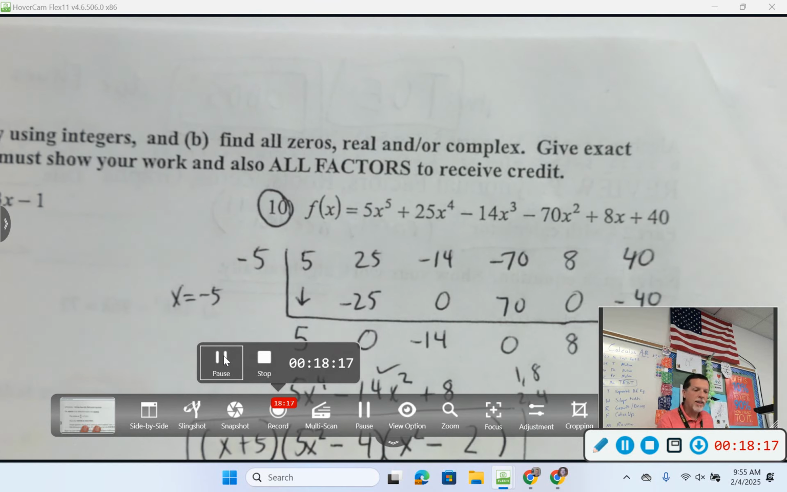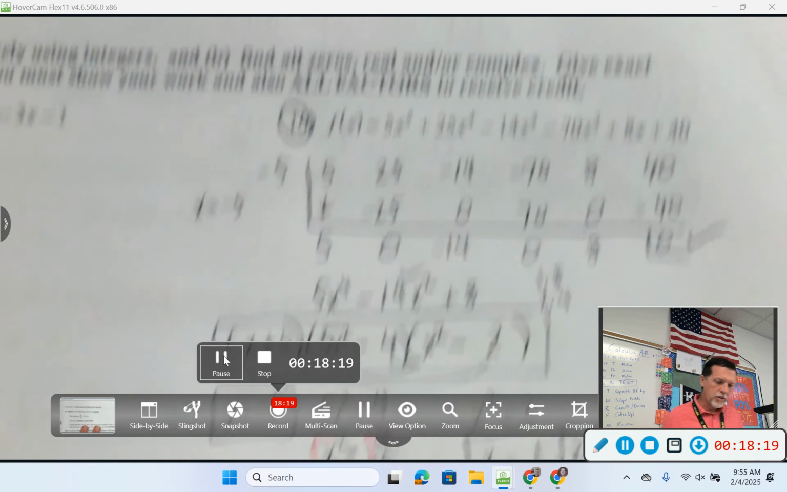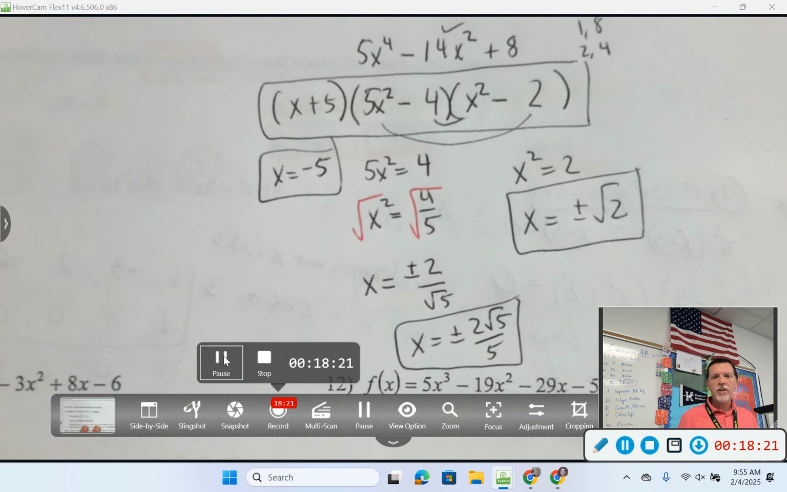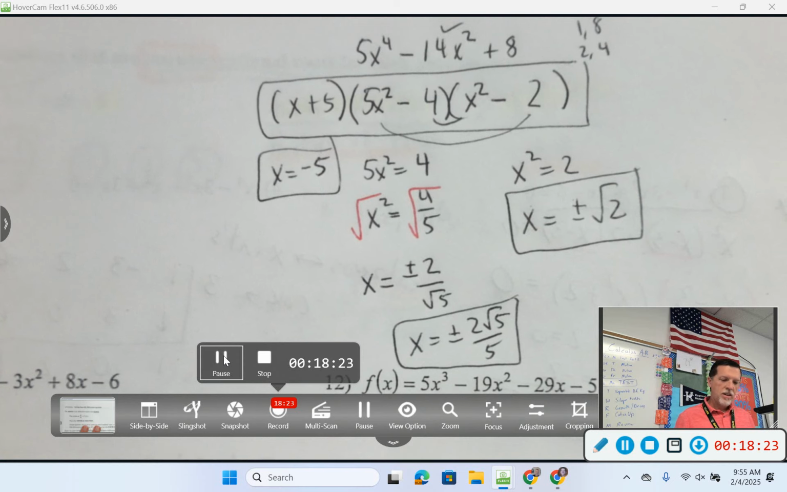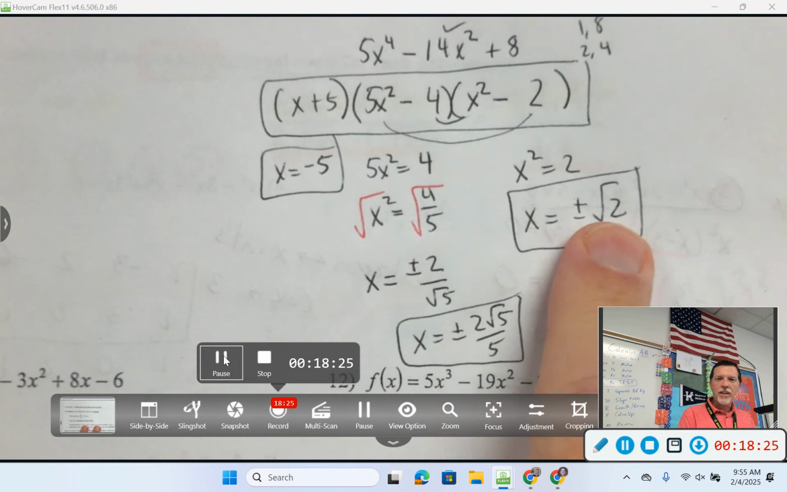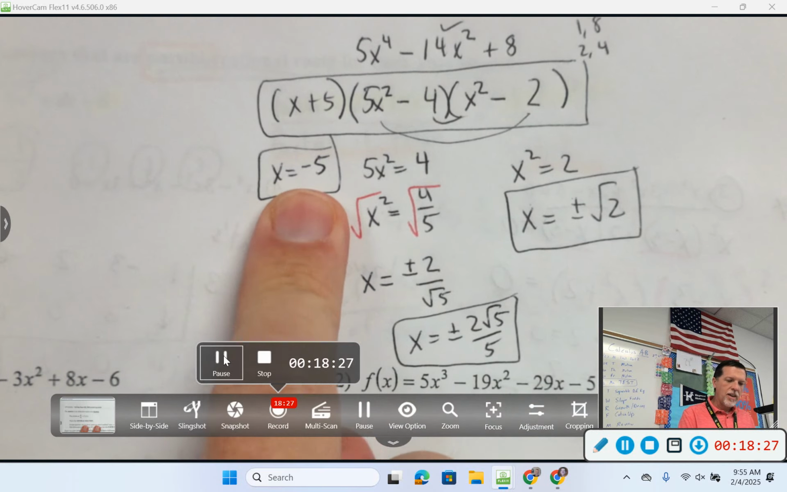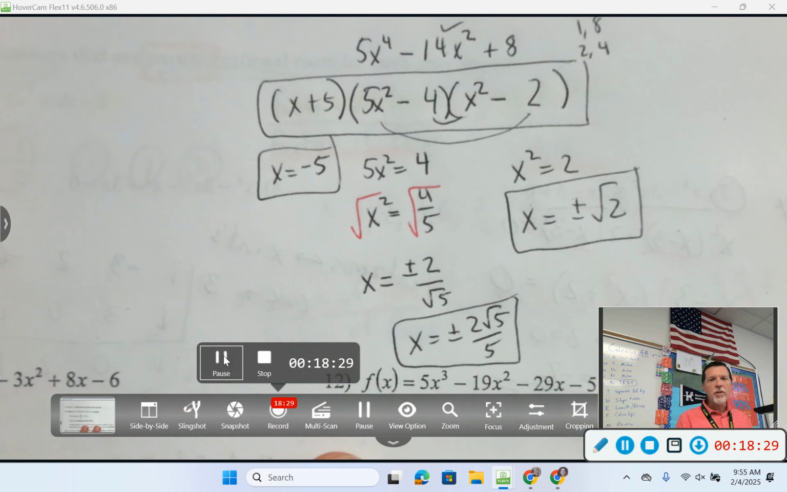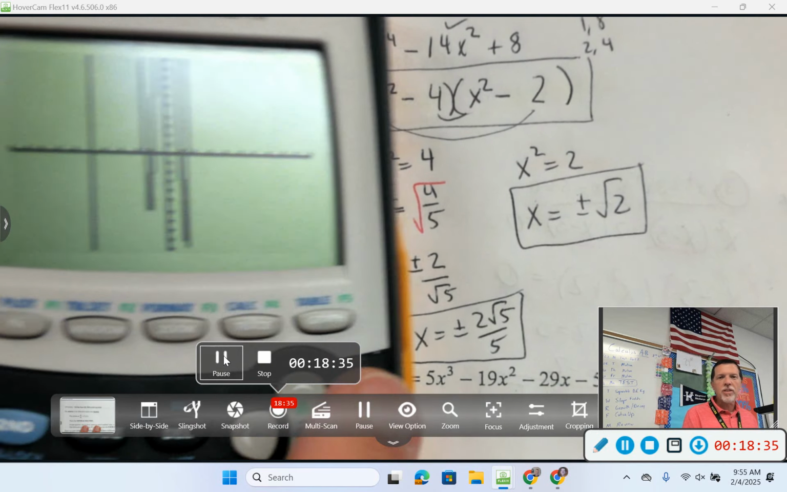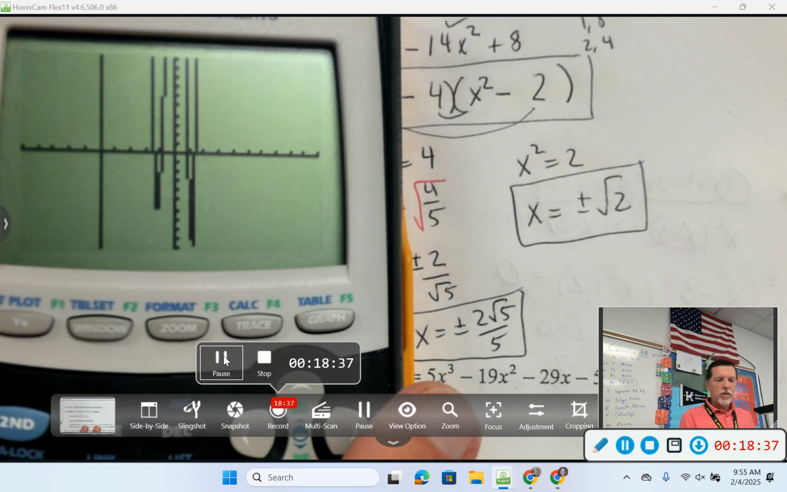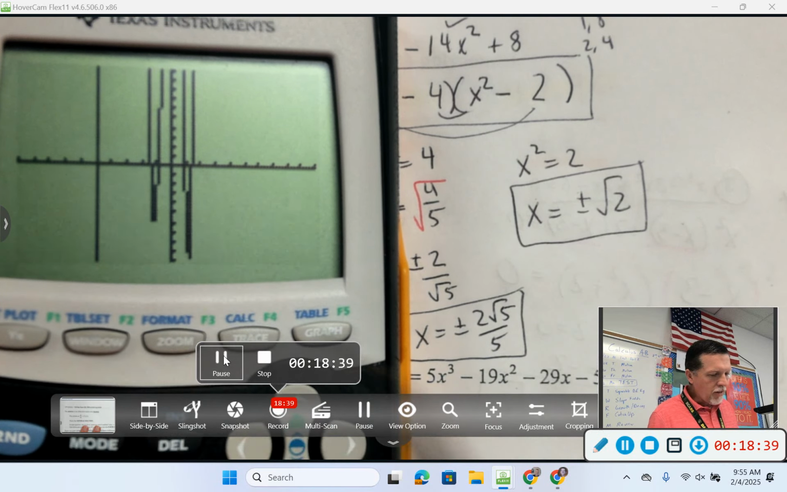So let's see. Back at the beginning, we knew there'd be 5 zeros. Do I have 5 zeros here? Yeah, because that counts as 2, that counts as 2, so 2, 4, 5. How many of those are real zeros? All of them. They're all real zeros, and that matches with the graph. So again, the calculator shows me 5 real zeros.